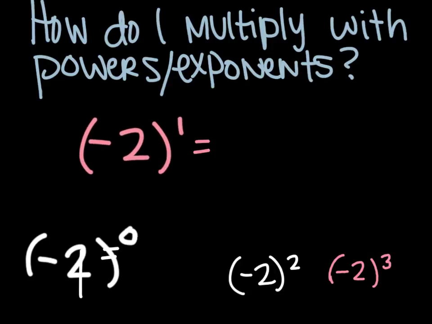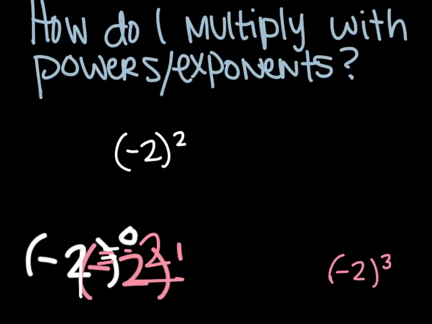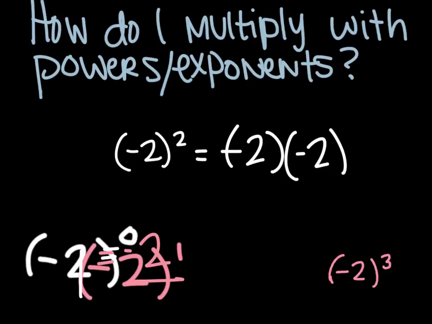Exponent means that we have -2 written 1 time. So our answer is just that, -2. The next one, we have -2 to the second power. That means -2 times -2, which means we have a negative times a negative, which is a positive. Answer is going to be 4.